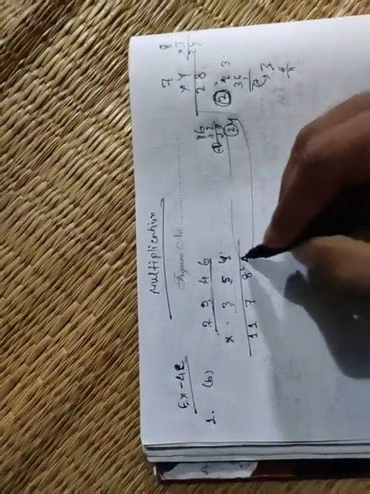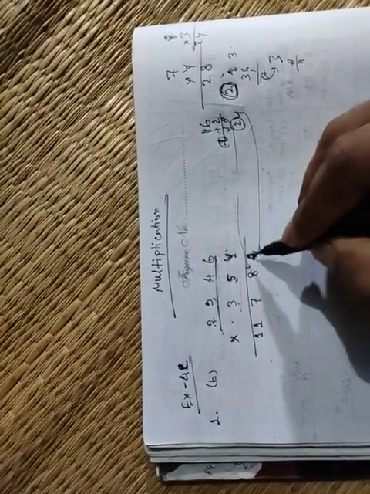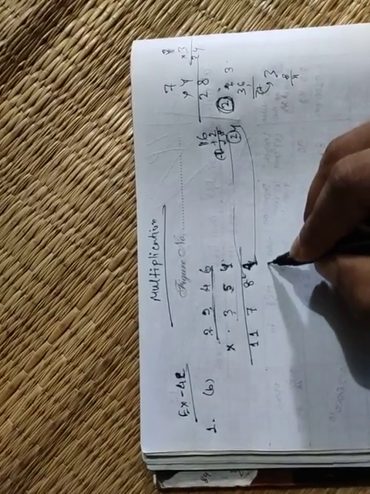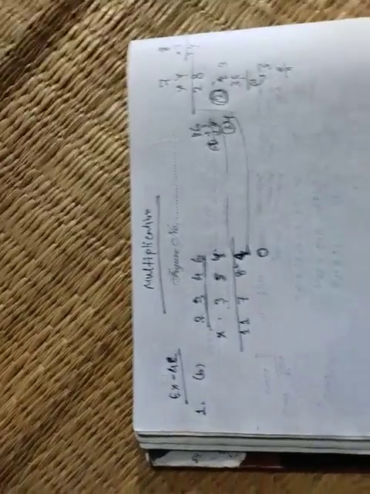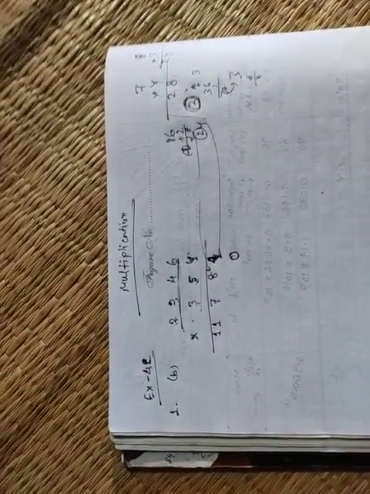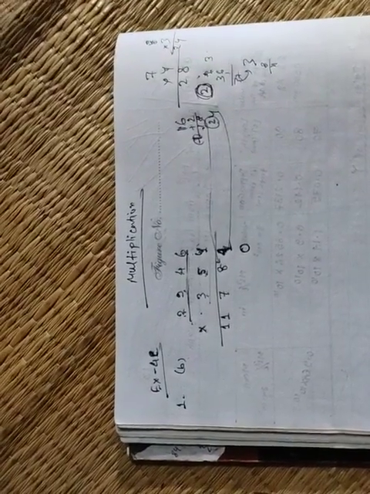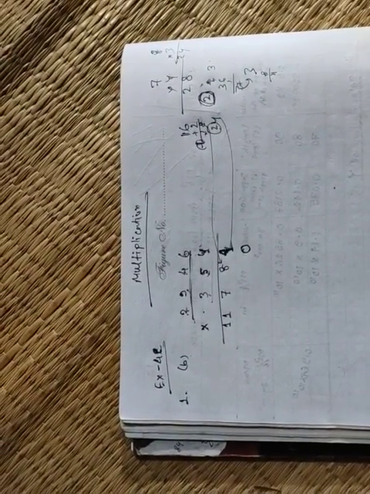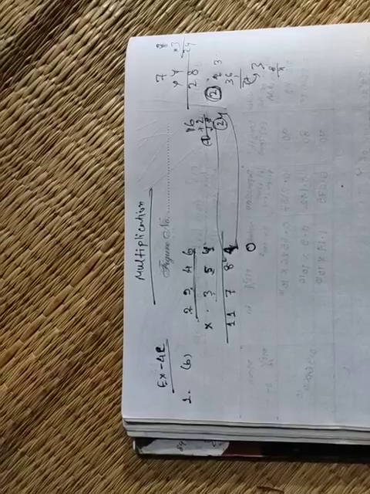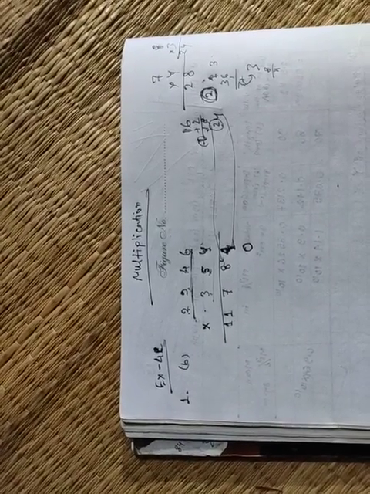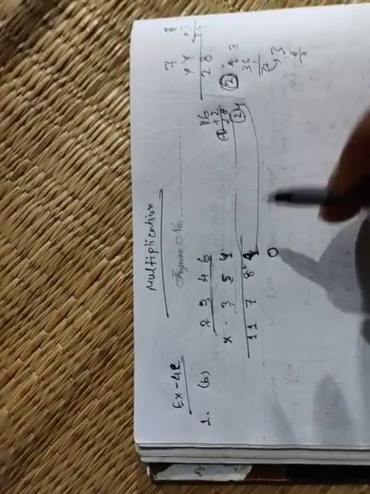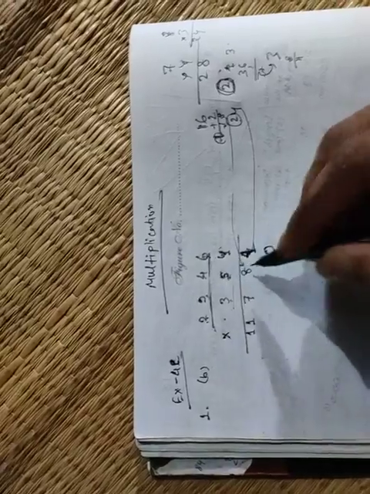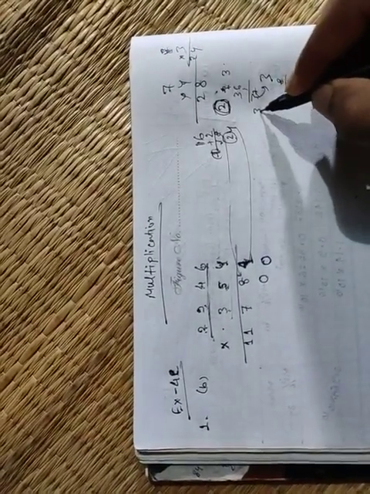Next remember this, we have to put 0, only one 0, at one's place. Clear? In the next step we have to place one 0 at one's place. Next 5 6s are 30, 0 and 3 will be carry.